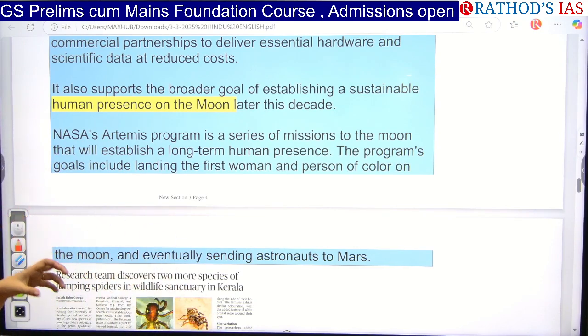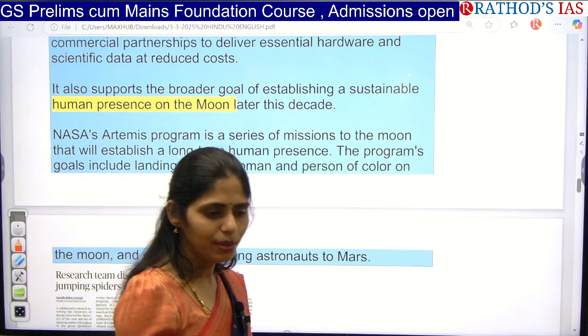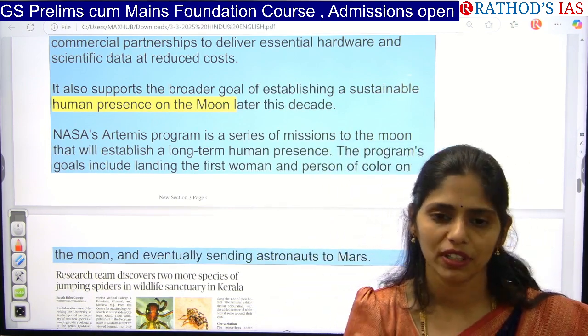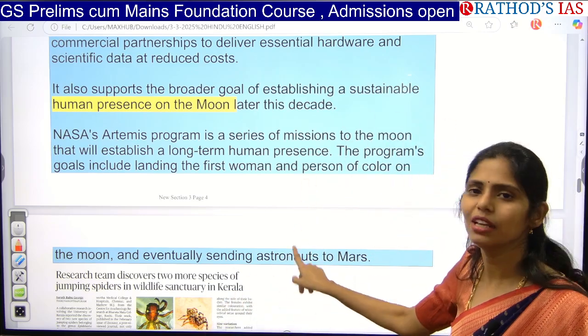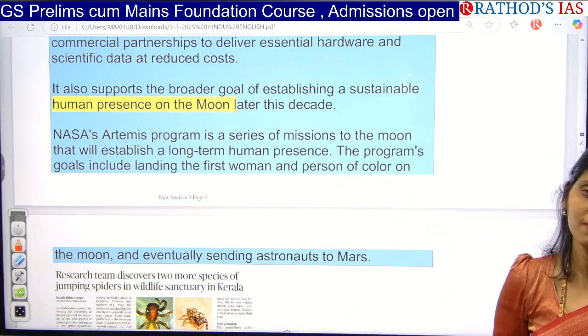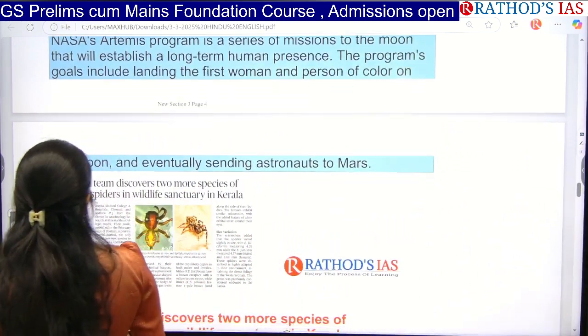So whenever they are sending this kind of instruments to space, they will be collecting samples and doing some research so that they can understand whether that environment is suitable for the long-term presence of humans on the moon or not. It is one of the aims of NASA's Artemis program. So because of this, these two programs have some interlinking. And now let us see the next article.